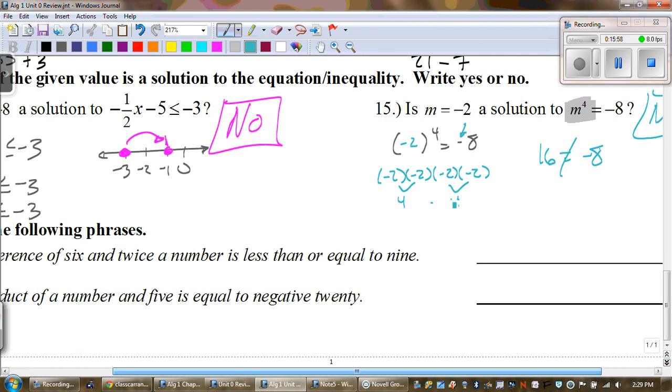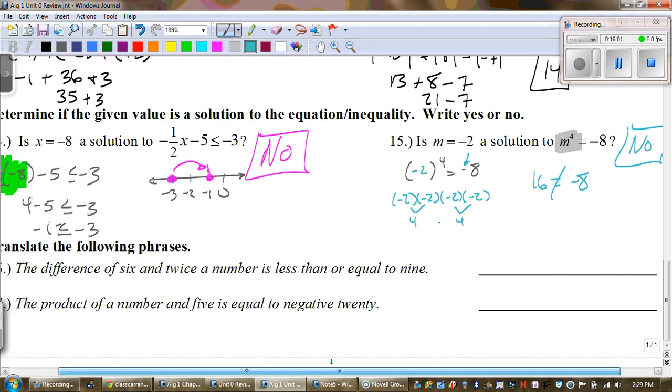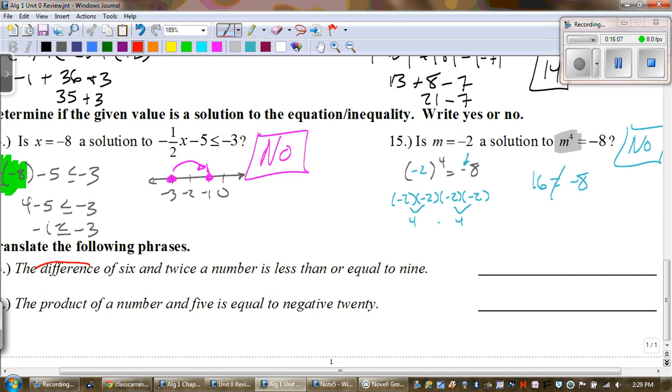Okay. Last two. Now, when we talked about doing these in class, I highly recommend that when you're reading this, you circle any keywords that tell you what to do. Or maybe instead of doing that, if you want to highlight or underline. Okay, so it's saying the difference. Difference tells me that I need to subtract. Okay, I need to subtract 6 and twice a number. I don't know what that number is, but it is less than or equal to 9.